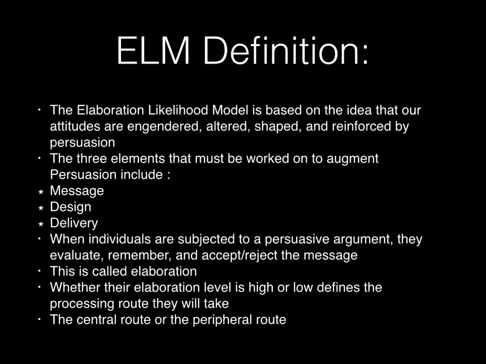When people are subjected to a persuasive argument, they first perceive that message, evaluate it, remember or store it, and then make a decision to either accept or reject it. This process is called elaboration. And this particular step defines which route the individual will take after that. If the elaboration level is high, then the individual will be taking the central route. If the elaboration level is low, then the individual will be taking the peripheral route.